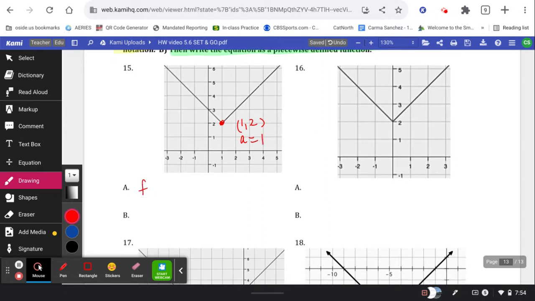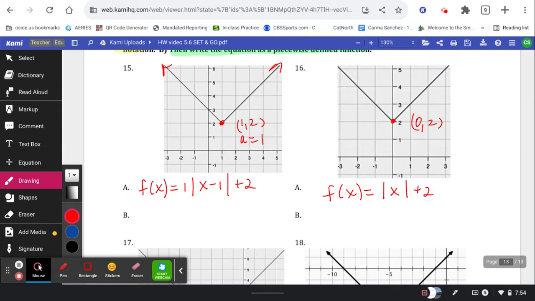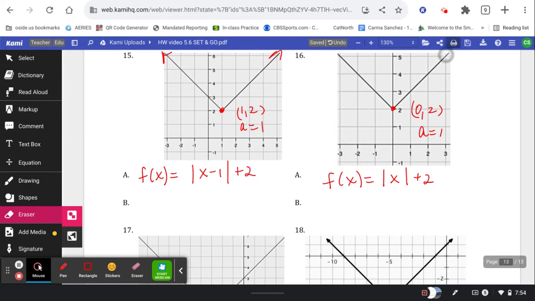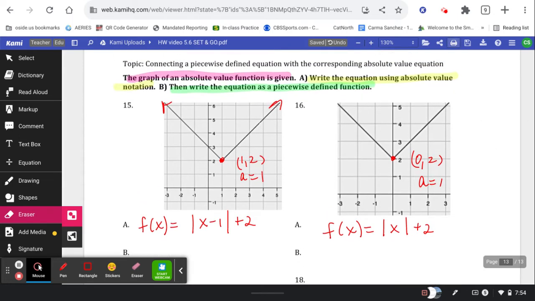So writing the function first, the absolute value function, we start with the stretch or the a value. Positive orientation means positive 1. x minus 1 plus 2, done. Let's go write this one, 0, 2. So f of x equals absolute value of x minus 0, so just x, plus 2. Notice your stretch, your a value is still just 1. Remember, when it's an a value of 1, we don't even need it in there. Also positive orientation facing upwards.